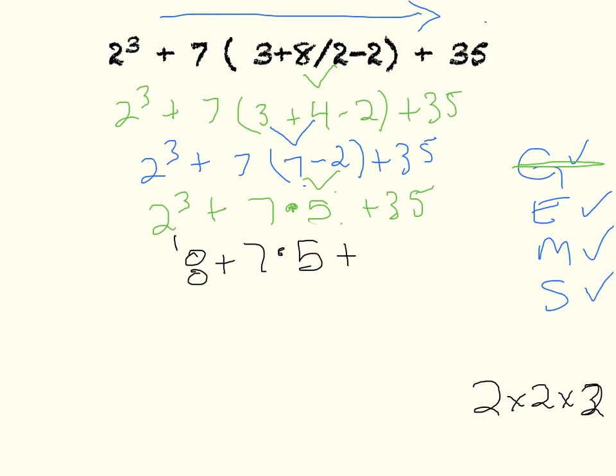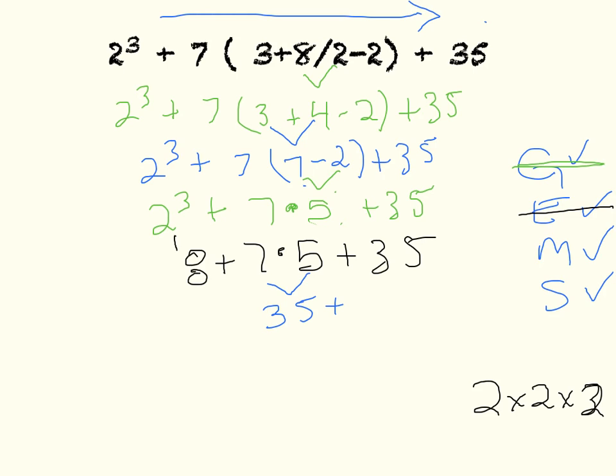I'm going to rewrite the rest of my problem. Okay, so now I've taken care of my exponents, so I can cross my exponents out. Next, I look at multiplication or division. And I do have another multiplication. It's right here. So I'm going to do that first. And that is 7 times 5, which I know is 35.